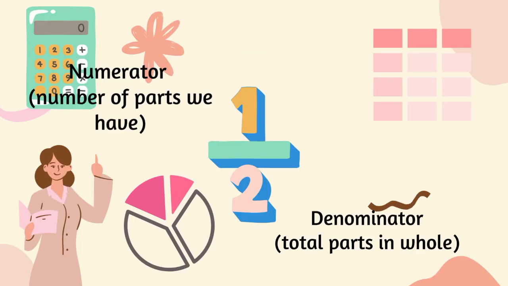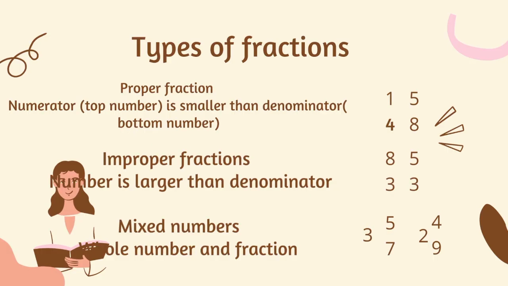So the numerator is the number of parts we have. The denominator natin is the total parts in the whole. So, meron tayong three types of fractions. Meron tayong proper fraction, numerator yung top, so smaller than the denominator, like 1 and 4, so mas mataas yung denominator. Yung improper fraction naman, numerator is larger than denominator. So, mas mataas naman yung top number kaysa sa bottom number.